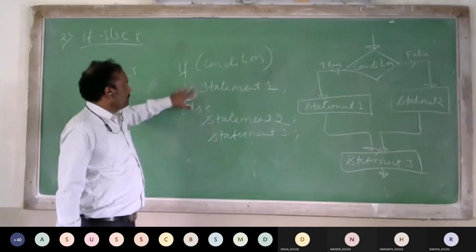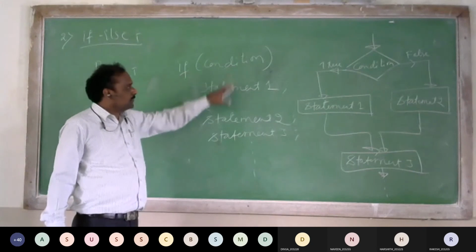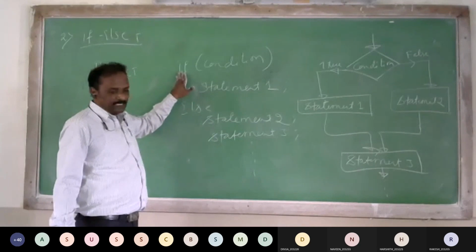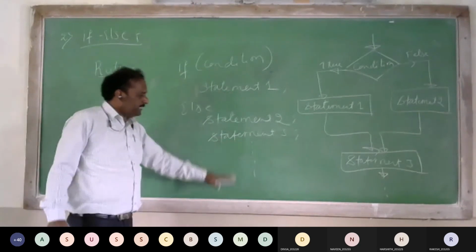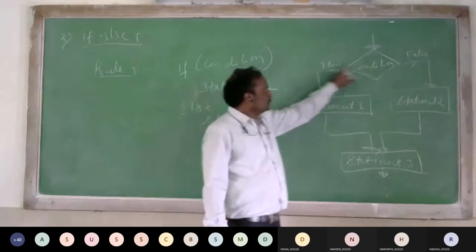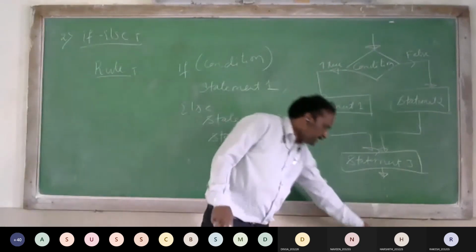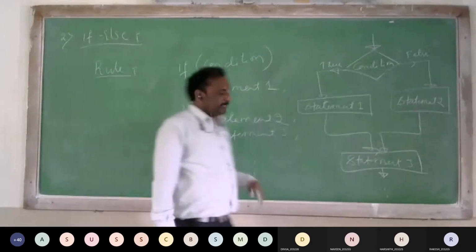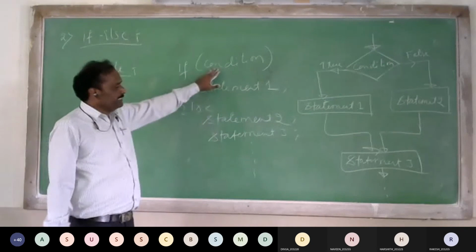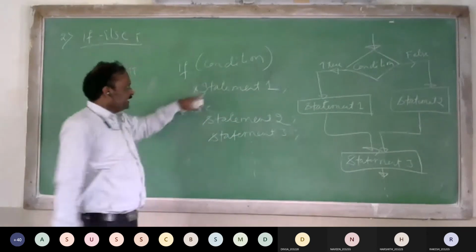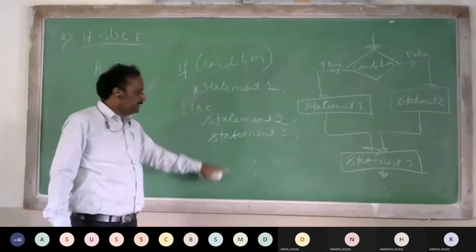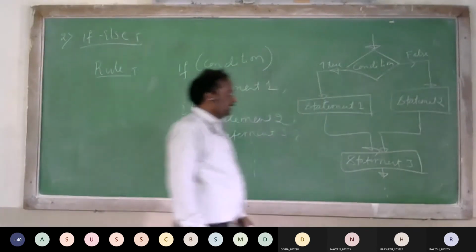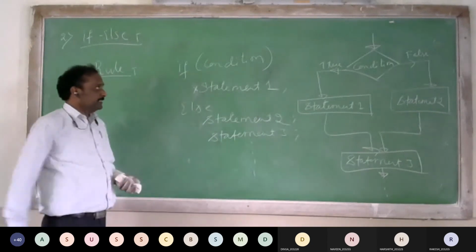Now see here once again. If the condition is true, then statement 1 is executed, statement 2 is not executed. If the condition is true, statement 1, statement 3, and remaining statements are executed. That means statement 2 will not be executed if the condition is true. If the condition is false, then statement 1 will not be executed. The control will go like this: statement 2, statement 3, and remaining all the statements are executed. Clear, everybody?